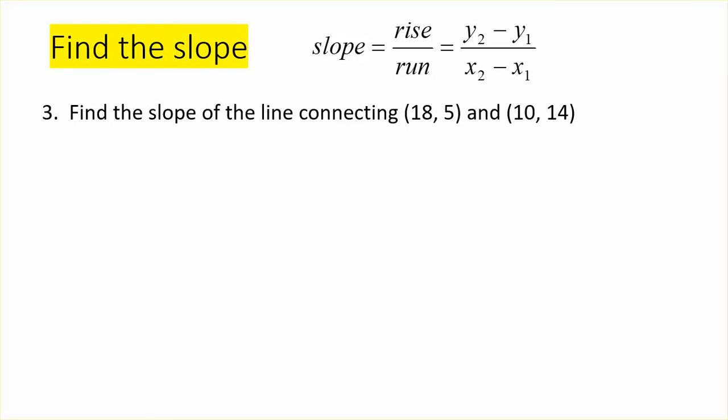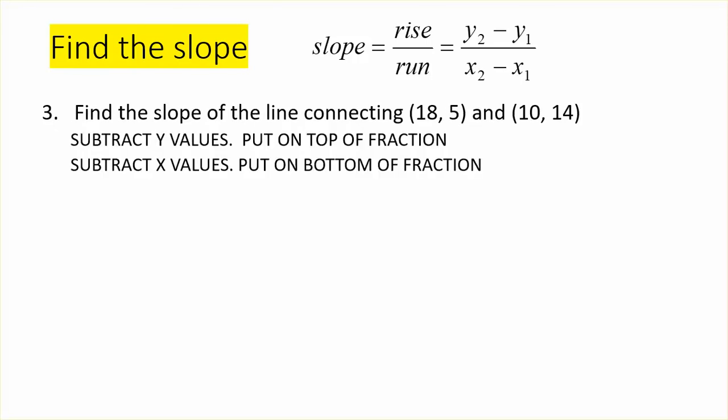We can also find slope if we don't have a picture. There's a formula. To find the rise, we subtract the y values. Put that on top. We subtract the x values and put that on the bottom. And it's okay to use your calculator because you might end up with negative answers.